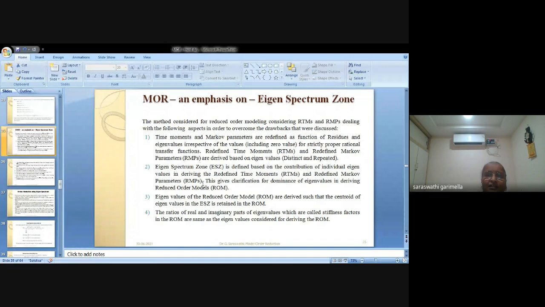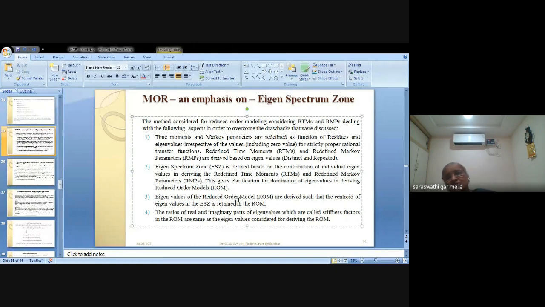What are the characteristics? First, the eigenspectrum zone is defined based on the contribution of individual eigenvalues in deriving redefined time moments and redefined Markov parameters. Here I changed from the previously discussed method. There he considered the lowest eigenvalue and the highest eigenvalue, and evenly distributed between those two. But here it is not like that. Based on the time moments and Markov parameters, we define the eigenspectrum zone, which need not include all the poles.